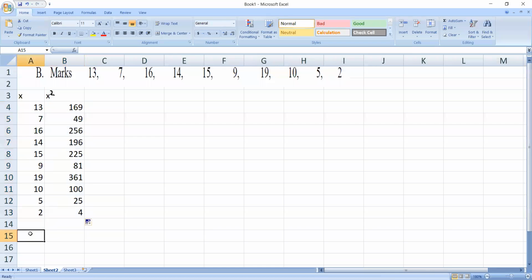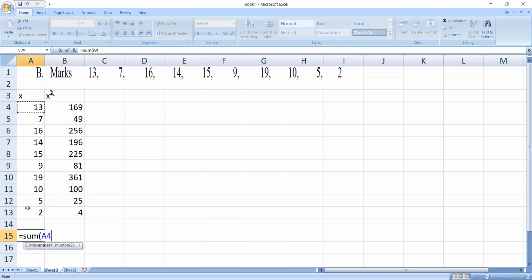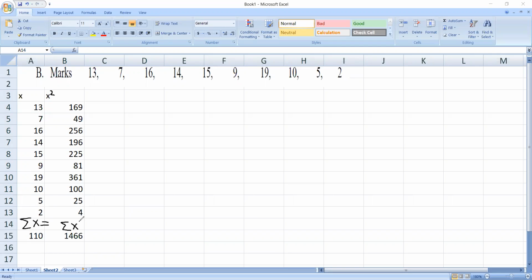And then we need the totals. So we have sigma x is equal to 110 and sigma x square is equal to 1466, and small n, which is the number of observations, that is equal to 10. Then we have n is equal to 10.